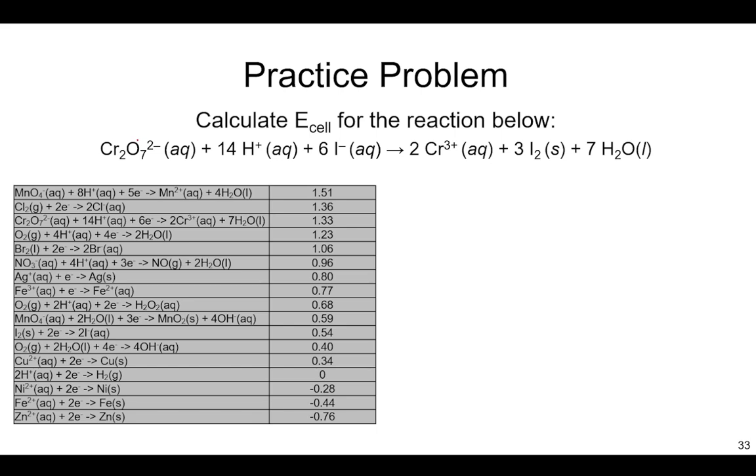Here we can go through and identify all the oxidation numbers if we want to. Chromium here is going to be going from +6 to +3. So that looks like a reduction. So I'm probably going to be looking for this chromium species in the table, and that's going to be my cathode.